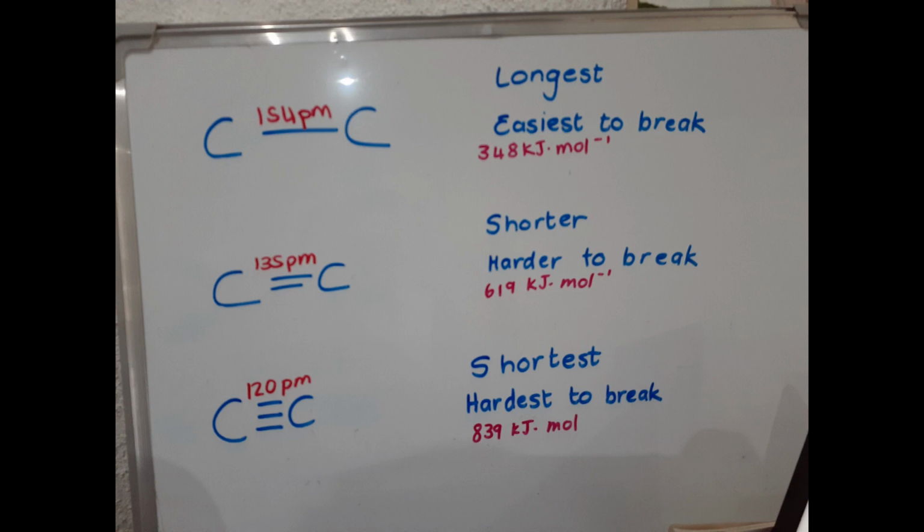It is far easier to break the single bond, as you only require 348 kilojoules per mole to break them. It is a bit harder to break the double bond, requiring 619 kilojoules per mole. And it is hardest of all to break the triple bond, requiring 839 kilojoules per mole. So bond energy is influenced by both bond order and bond length.